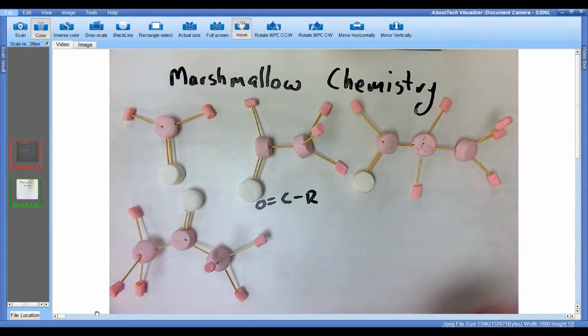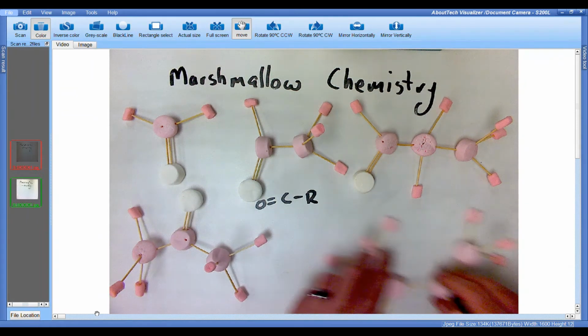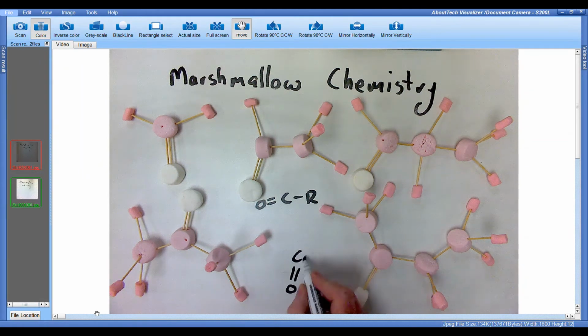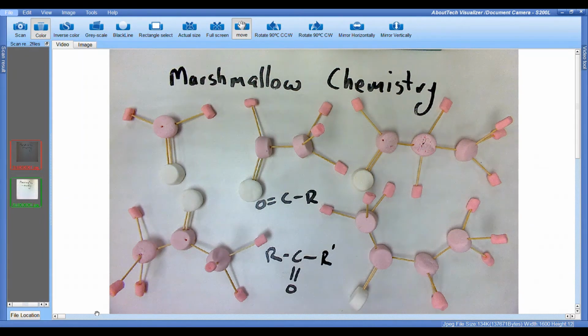The next series, for the ketones, starts at propanone because it is the simplest. So you can see we have propanone and then after that butanone with the general formula R, C double bonded oxygen, R prime.